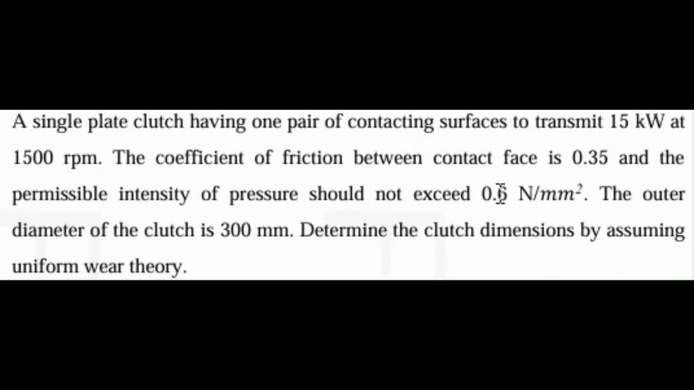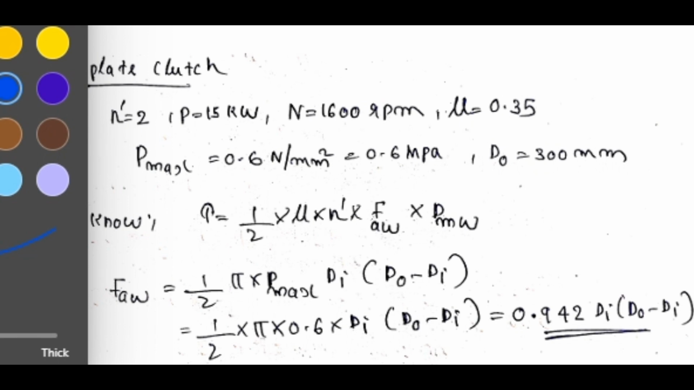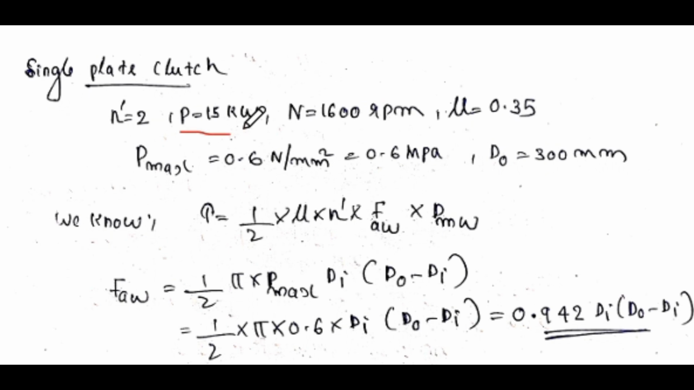Okay, so let's look at the solution part. I have written all the given conditions. We already know this is a single plate clutch. Then the power is given as 15 kilowatt. Then the rpm and the mu were already discussed. The outer diameter is also given, D o of 300 mm.